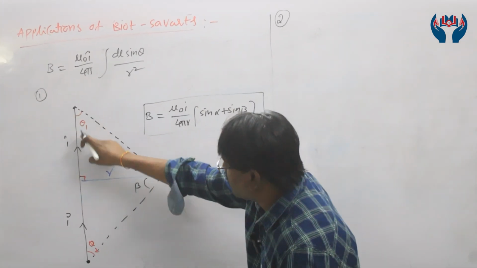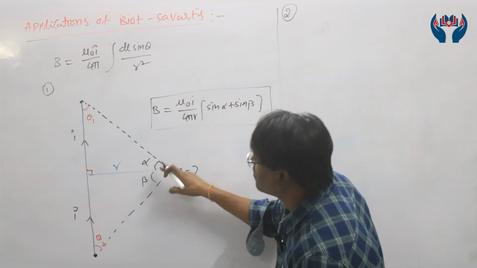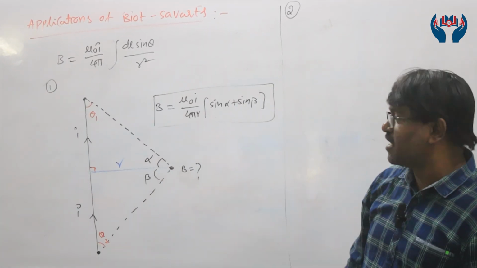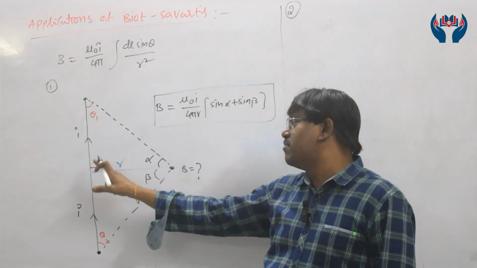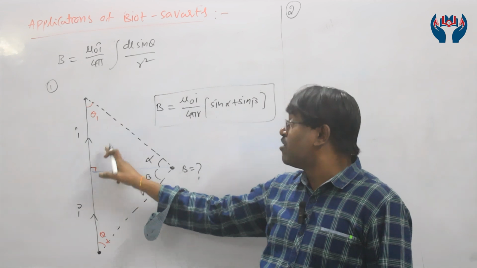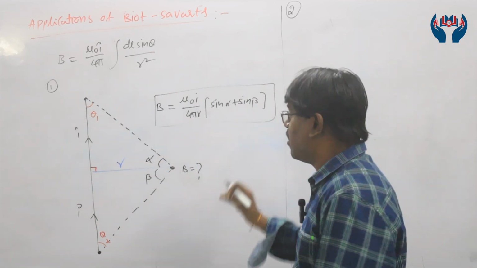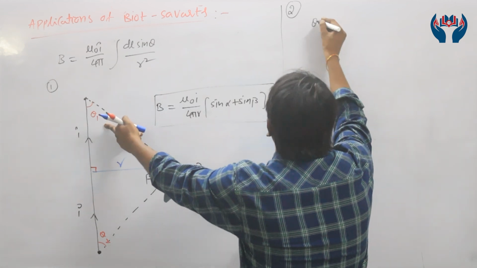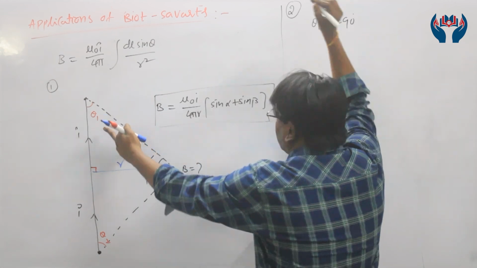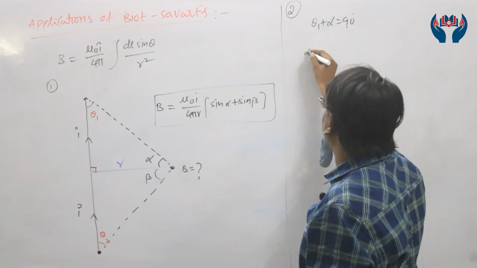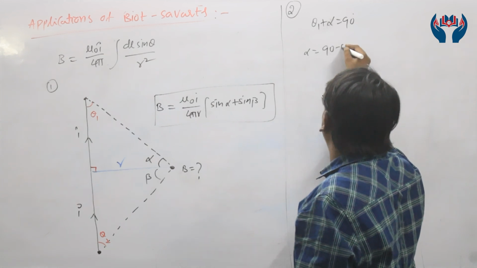Now consider this right angle triangle. The sum of angles in a triangle is 180 degrees, and a right angle triangle already has one angle of 90 degrees. So the sum of the remaining angles should be 90 degrees. Theta 1 plus alpha should equal 90 degrees. From this equation we can write alpha equals 90 minus theta 1.